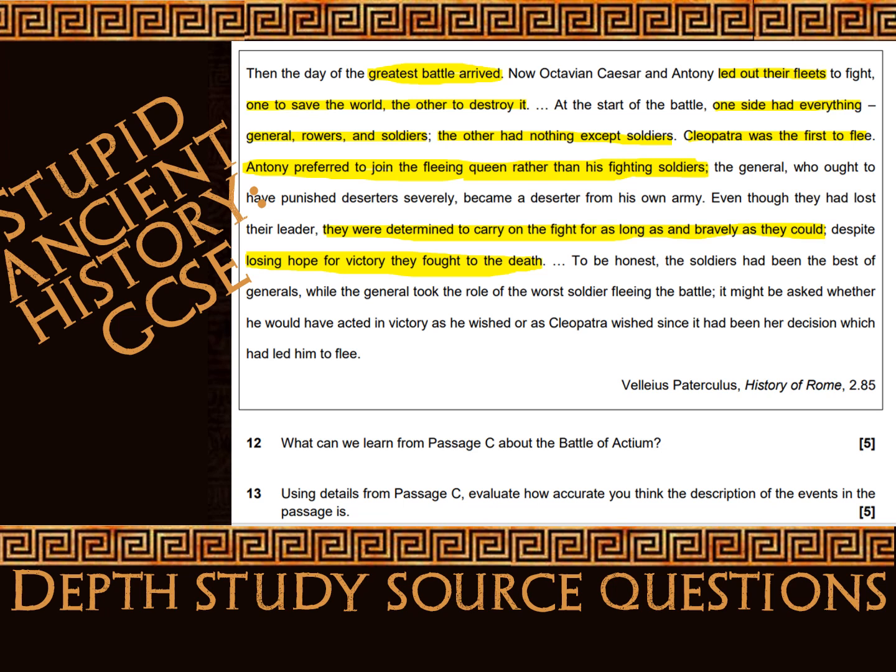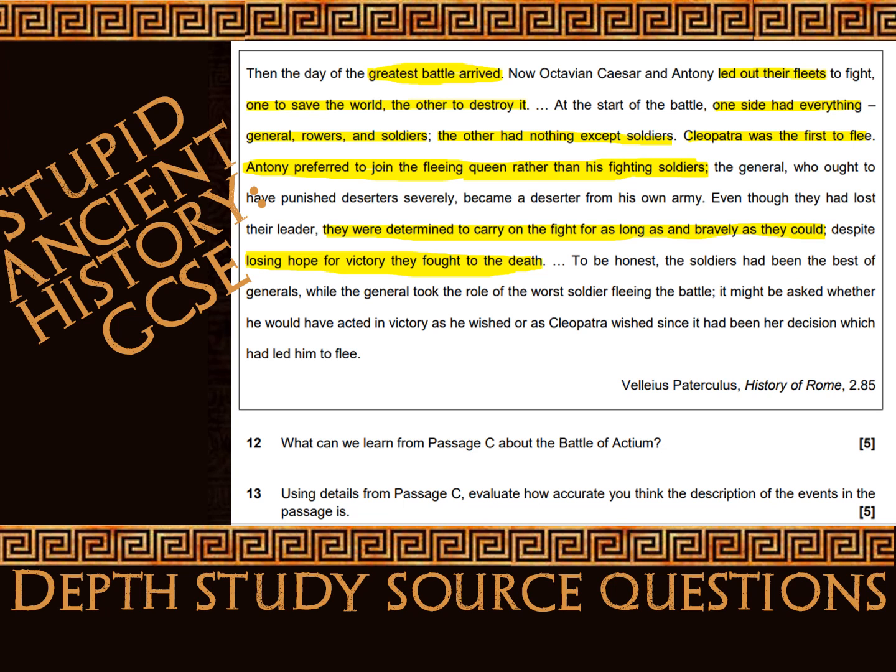And then the next bits I've highlighted are the obvious points. Cleopatra flees, so does Antony. Antony's men continue to fight. So we've got a bit of straightforward narrative that we can then build on to say, look, this tells us usefully what is happening. The battle is fought at sea. We're told one force is much bigger than the other. We're told straight away Cleopatra flees, quickly followed by Mark Antony, and he leaves his men to fight without him.